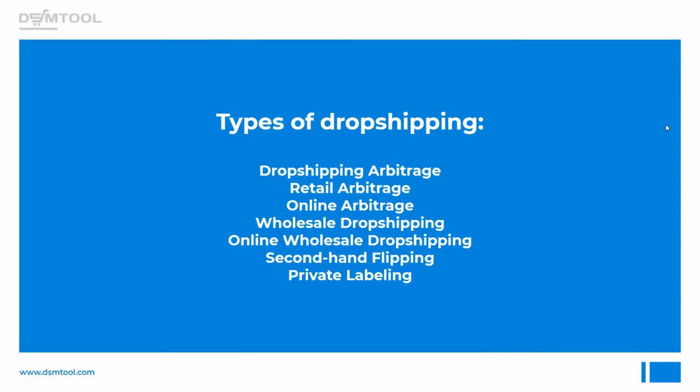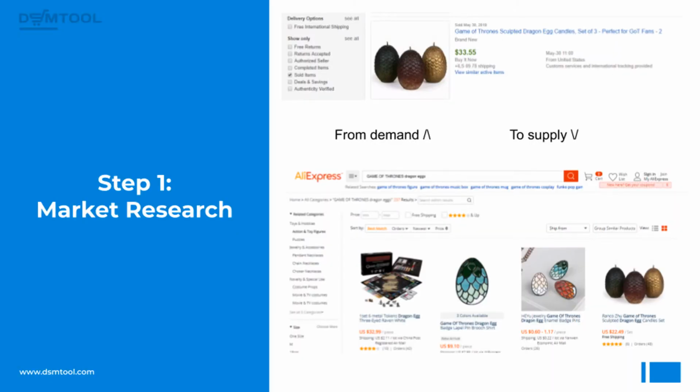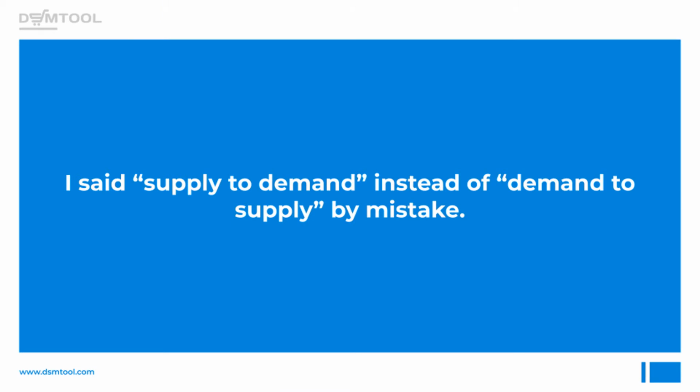But since we're talking today about dropshipping arbitrage, I do want to mention the 5 steps, I think it's 5, the 5 steps to start a dropshipping arbitrage business, or the flow. We call it the dropshipping flow. The first step is to perform market research and to find products that you want to sell. Market research can go from 2 different directions. Either you start from the supply and go to the demand, or the other way around.